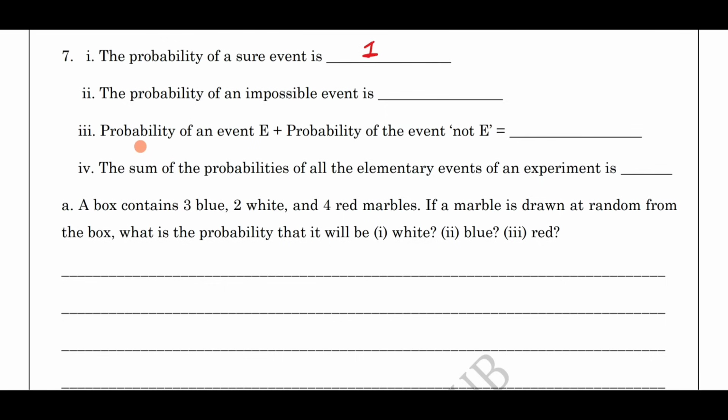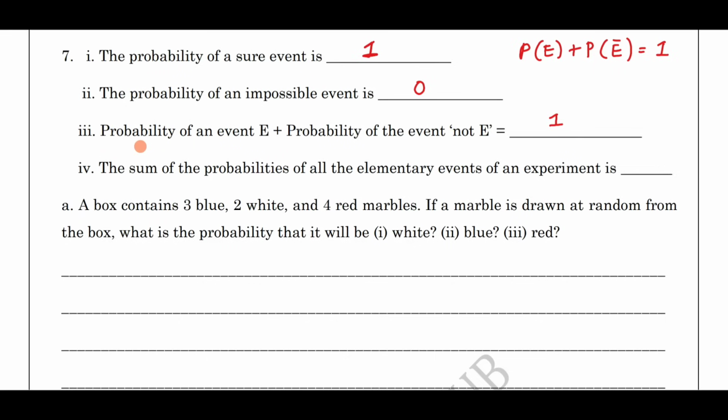What is the probability of a sure event? It is 1. What is the probability of an impossible event? The event which does not take place at all. It will be 0. What is the probability of an event E, and the probability of the complement of the event, not E, is what? Based on this, you can expect 1 mark. The probability of an event E, plus the probability of the complement of the event is what?